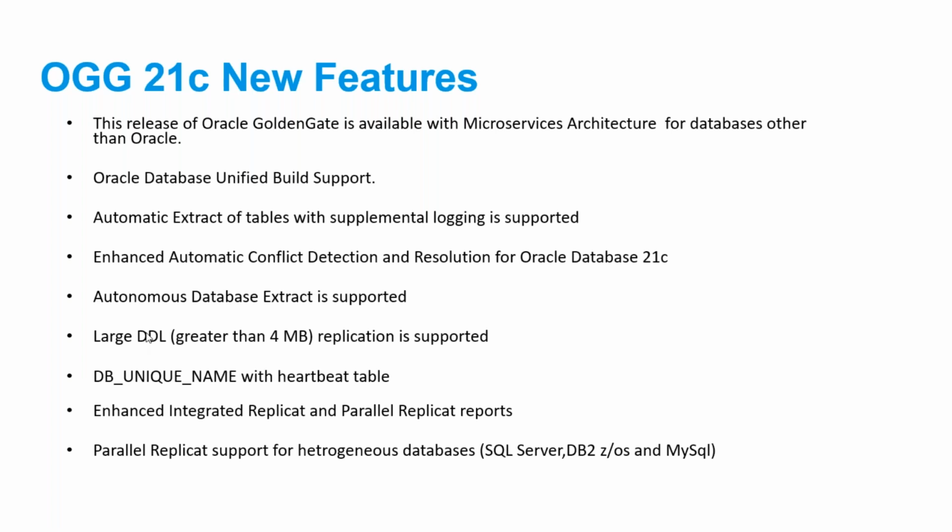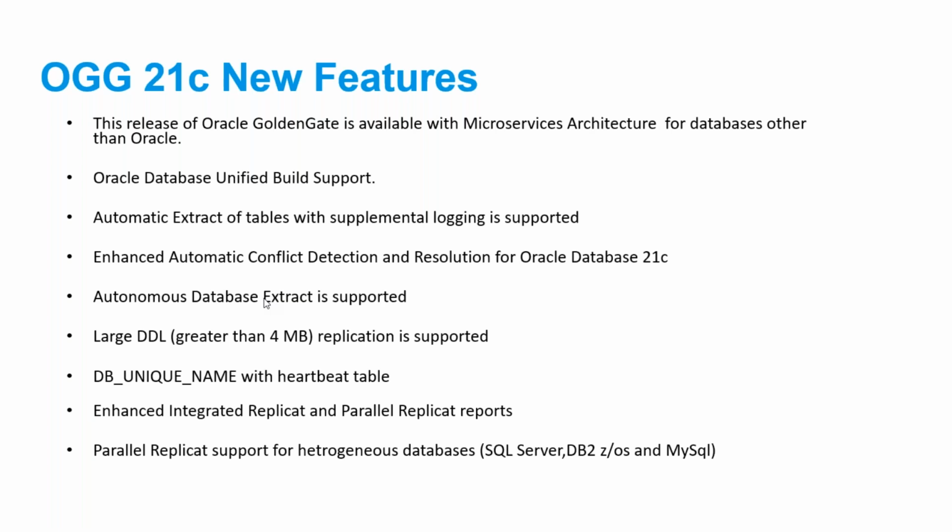Then autonomous database extract is supported. Now Oracle has Oracle Autonomous Database in cloud, if you know. Until 19c, only replication to autonomous database was supported, but extraction wasn't supported. But from Oracle Goldengate 21c, extraction from autonomous database has been introduced as well. So extraction of data from autonomous database is also supported.